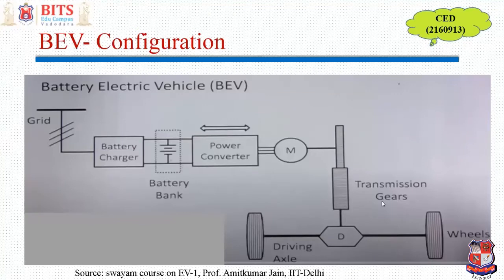So differential is there. But anyway, this is the basic electric vehicle. A battery is there, converter is there, motor is there, and then different gears and then differential. And these are the wheels and axle. Now this battery needs to be charged. So for that, a charger arrangement is there, through which you can charge from the grid, right? So this is a typical battery electric vehicle.